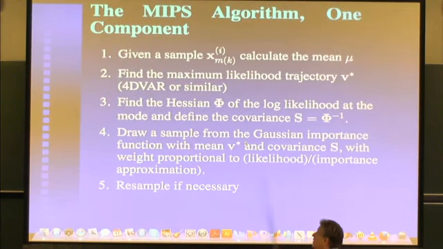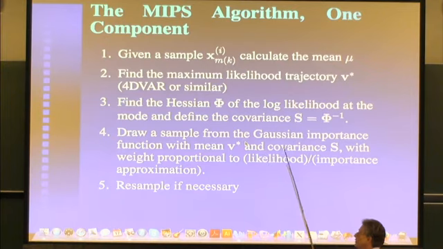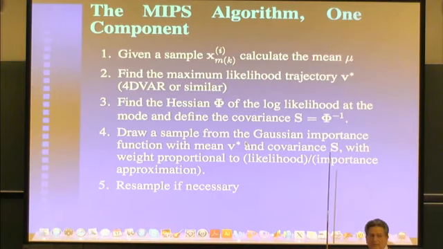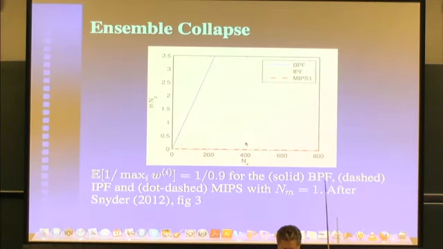Then, given the mean, I do 4D-Var or something. I find the maximum likelihood. I find the Hessian of my nice cost function. I do what I described before. I find a maximum likelihood trajectory. And then I draw a sample from the Gaussian importance function with the mean that I chose and covariance S, where S is the inverse Hessian of the cost function that I calculated. And that's a nice Gaussian thing, and I resample if I have to, and presumably everybody's happy.